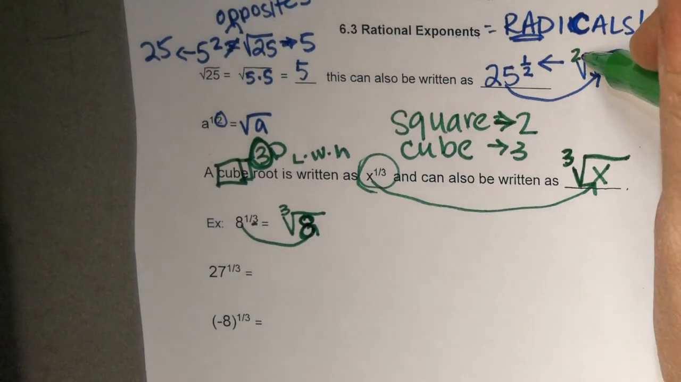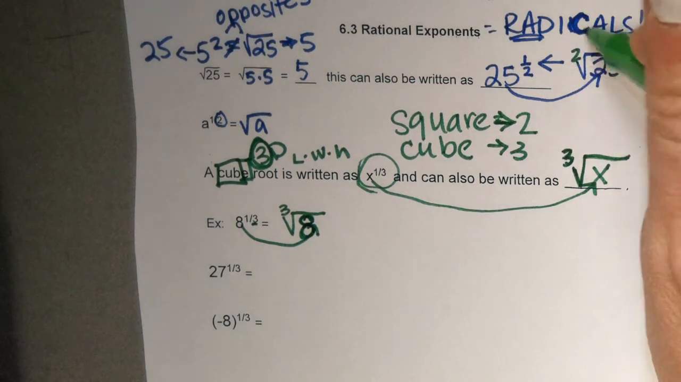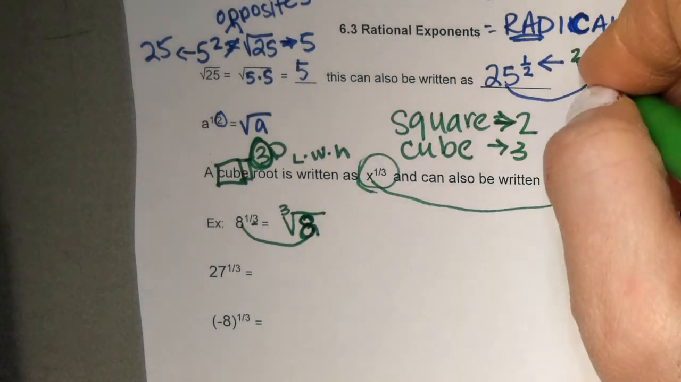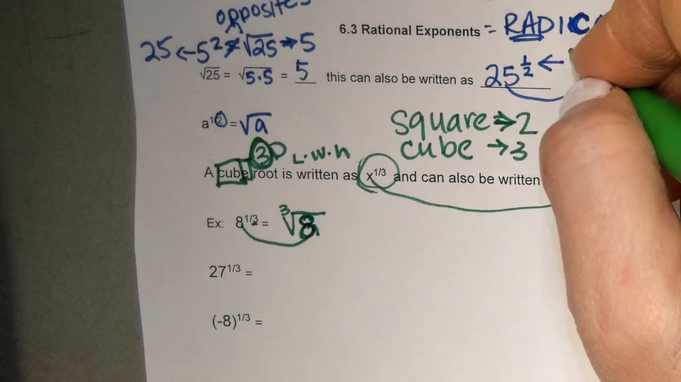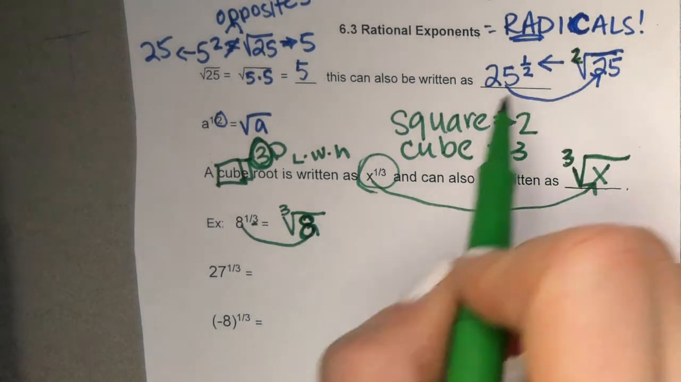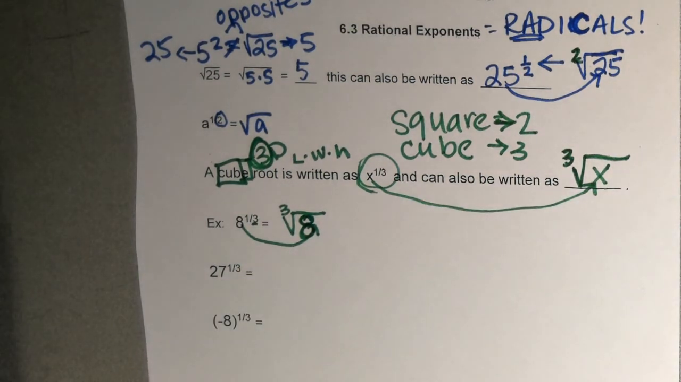You don't have to write the 1. It's understood that it's to the 1 power. When you have a square root with no other number out here, there's no 3 or 4 or 5 or 10 or whatever, it is just understood that it's a 2 because it's a square root by itself. There's no number, it's just a square root. So that's why we didn't have to put a 2 there. You can if you want, but it's not necessary. Okay?